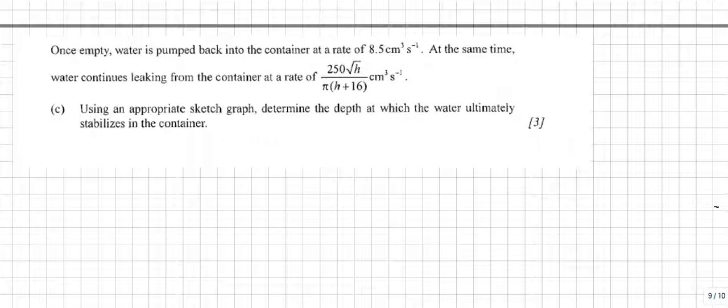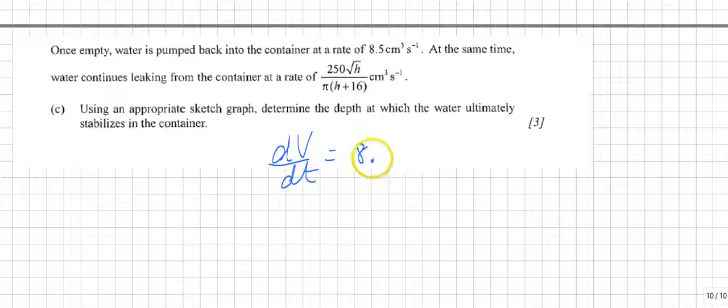Okay, once the container is empty, water is pumped back into the container at a certain rate, 8.5 cubic centimeters per second. At the same time, water continues to leak out at that same rate. Use an appropriate sketch graph to determine the depth at which the water ultimately stabilizes. Well, you can do this. Let's set up a rate here. The change in the volume. Okay, the water is being pumped in at 8.5 cubic centimeters per second.